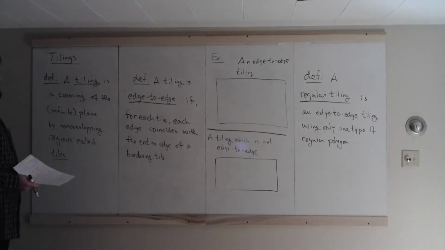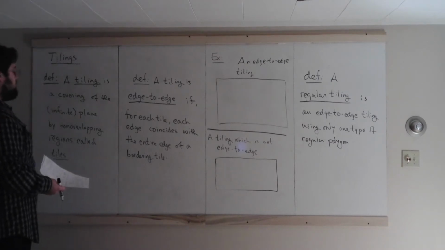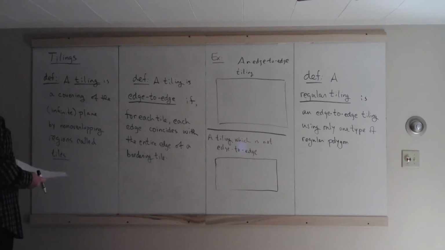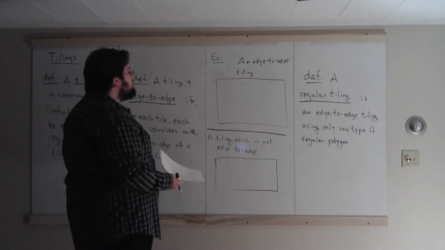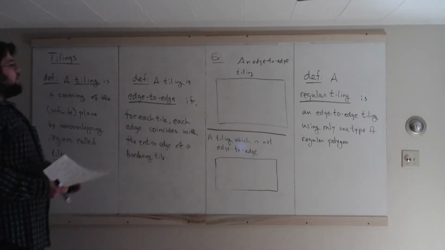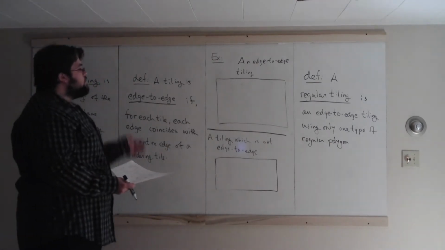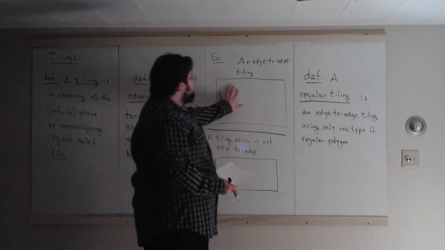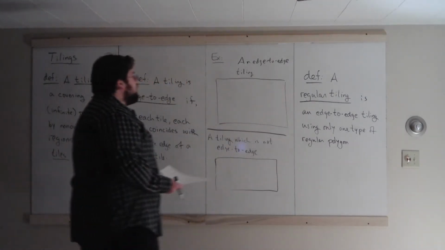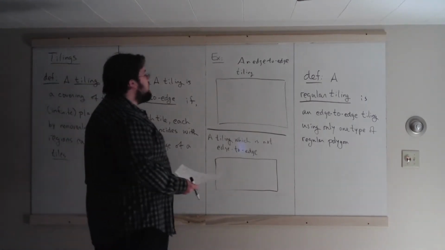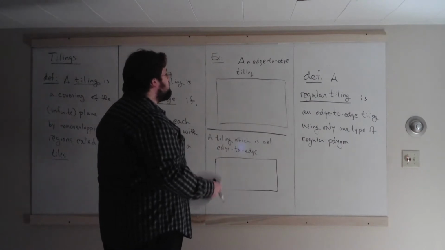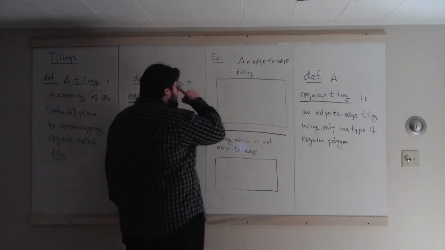So a tiling is edge-to-edge if, kind of a long definition, for each tile, each edge coincides with the entire edge of a bordering tile. Now that's, I think, a lot of words, but I think an example can illustrate an edge-to-edge tiling quite nicely. So here in this example, we're going to show two of them. This first example is going to be edge-to-edge. The second one will not be edge-to-edge.